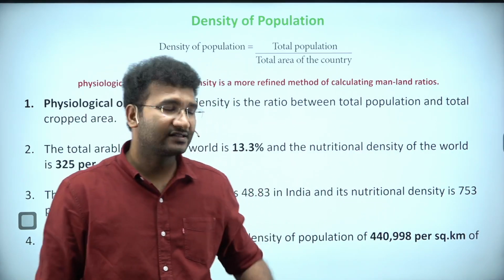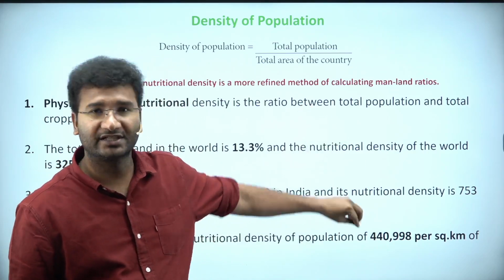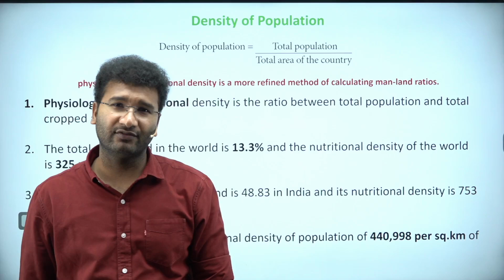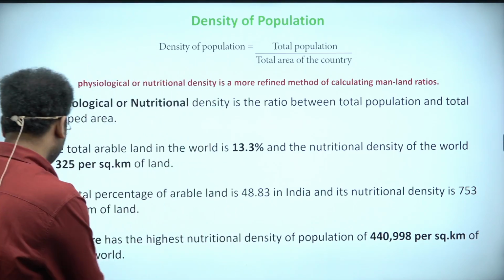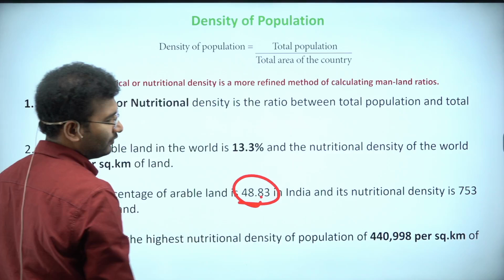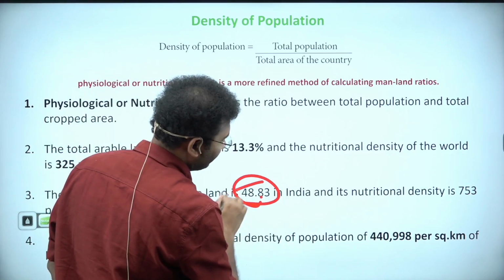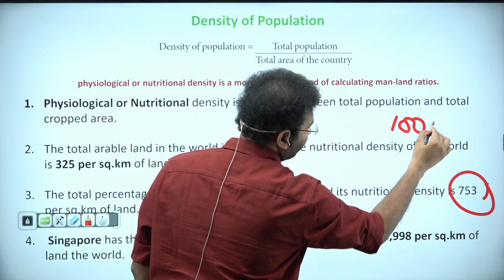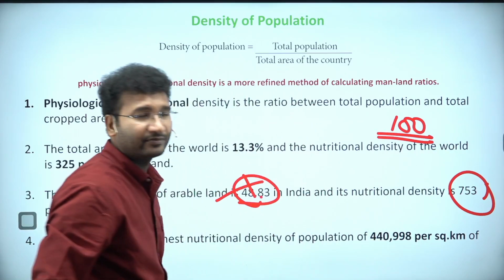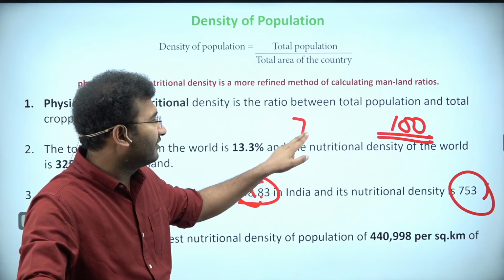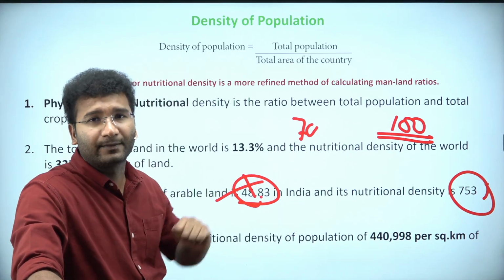Right? Sometimes you should always question this. Now, what is a good density of population? What is a bad density of population? You go to Pakistan or you go to the Middle East. This nutritional value is not even 48. This nutritional value is not even 753. It is only 100. 100 is the nutritional value. Right? In some areas of Africa, it is only 70, 60, 50.